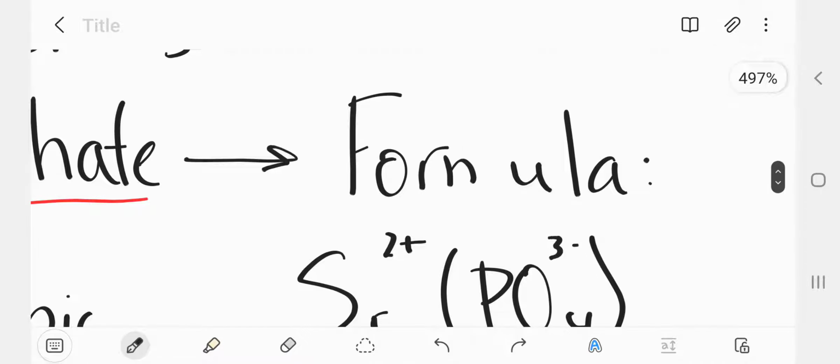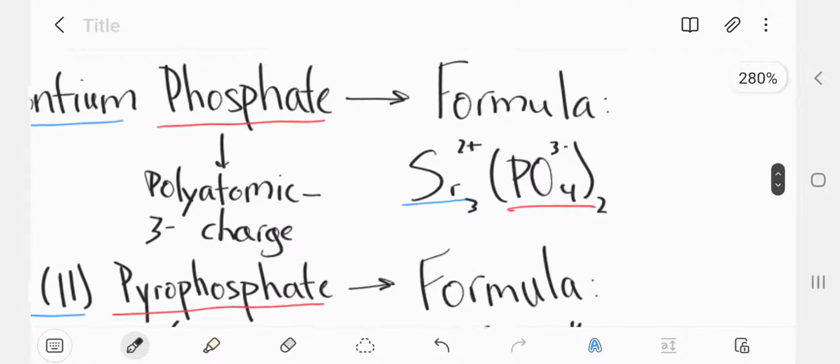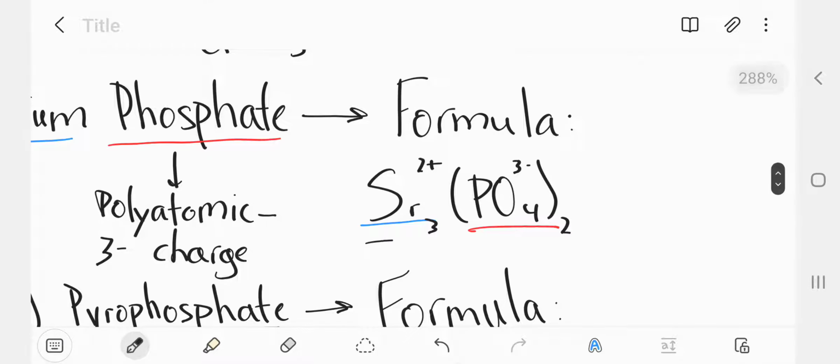I don't know where this M went. Let me put it back. That's the formula, and that's what I've written here.